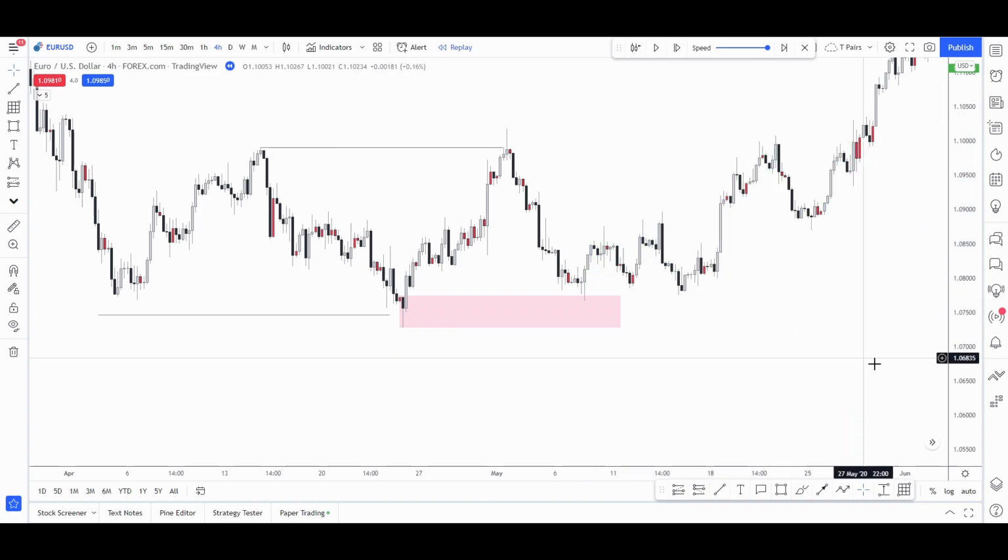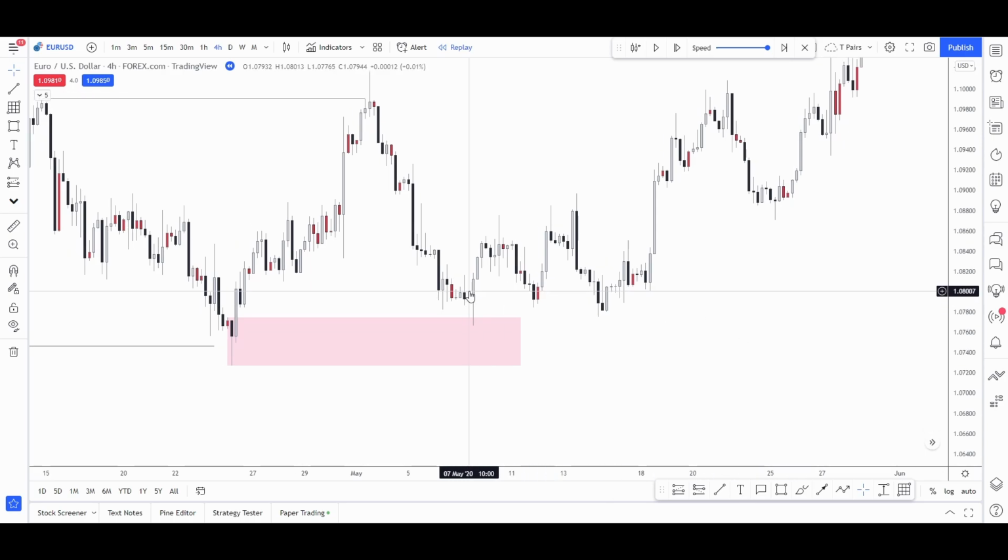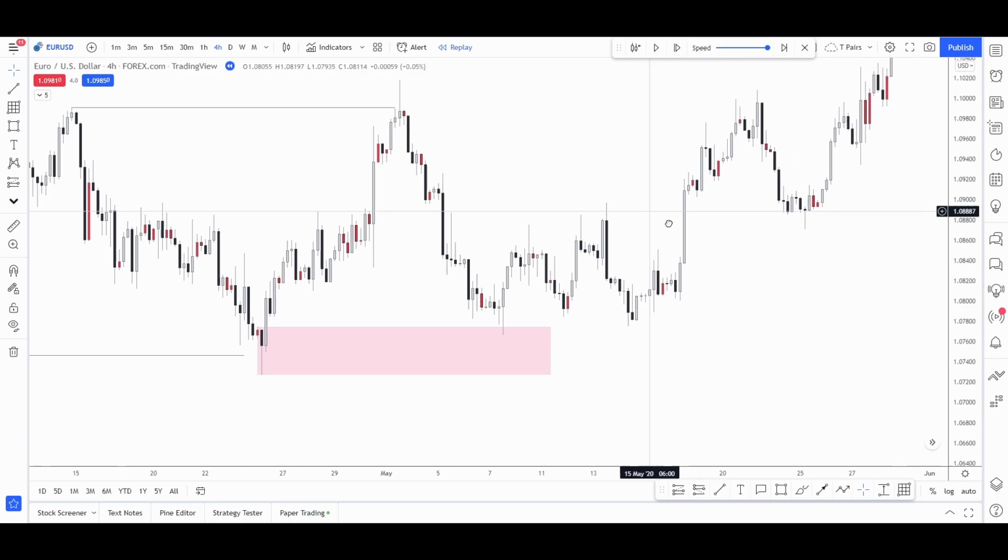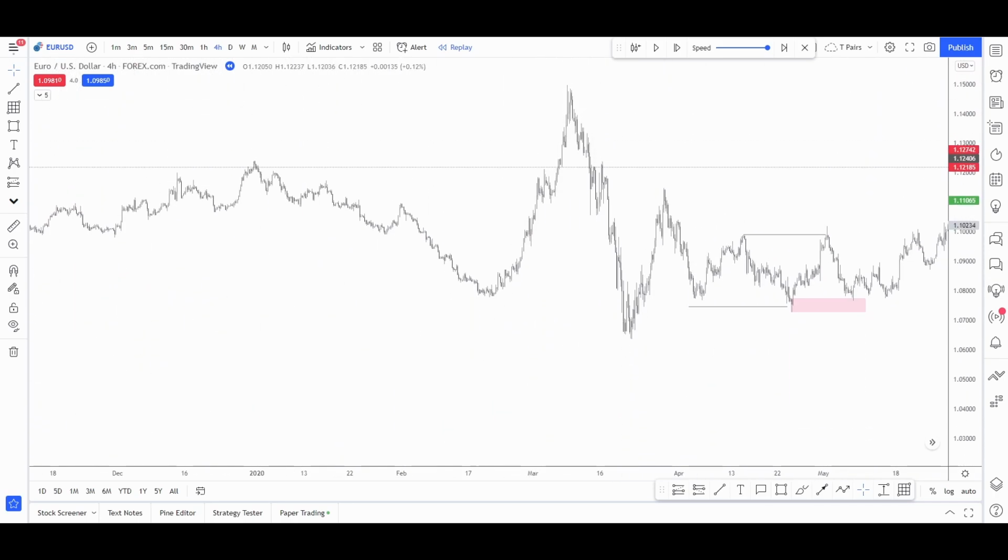Alternatively, something that I didn't spot before is the other order block, which is this candle here. You can look to get involved there and take your profit up there. Let's try and find one more.